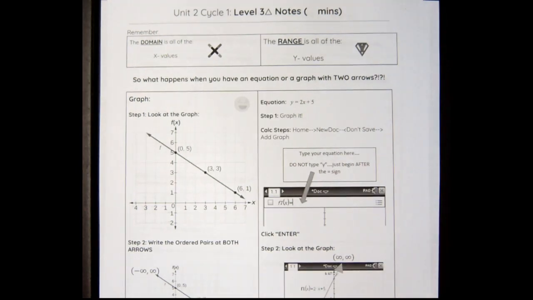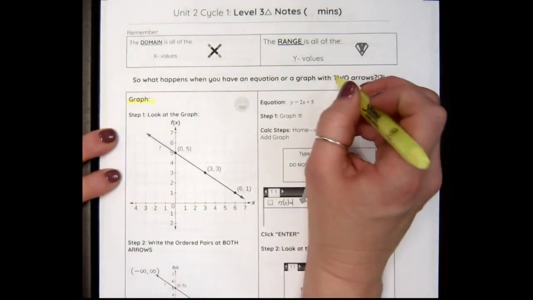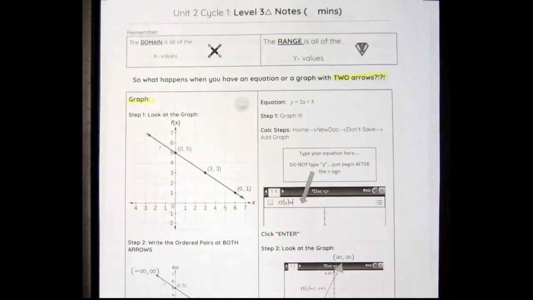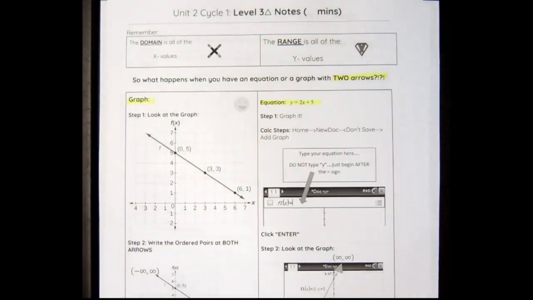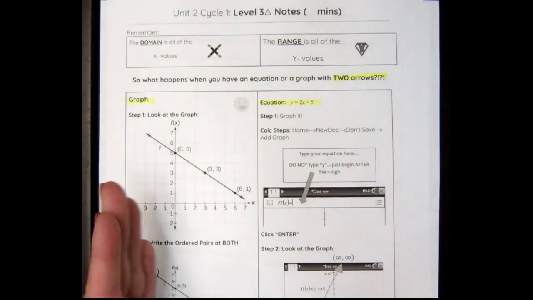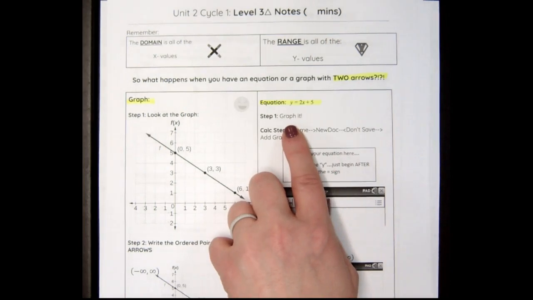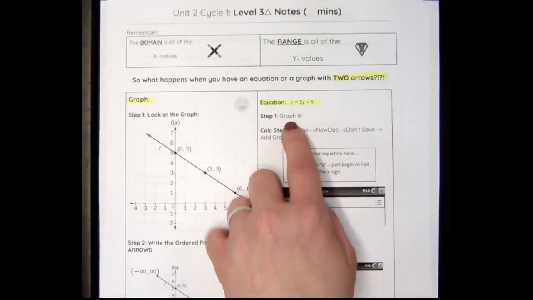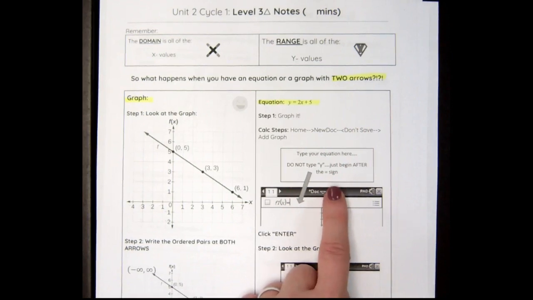We are going to look specifically at a graph that has two arrows. So not just one, but two. Okay, that's something we have not done yet before. We're also going to look at an equation. Okay, and we're going to do the graph first because once we know how to do it from a graph, step one in doing the equation is to graph it. So basically, we're going to do what we did over here, except I'm going to show you how you might use the calculator to get a graph if you don't have one already.